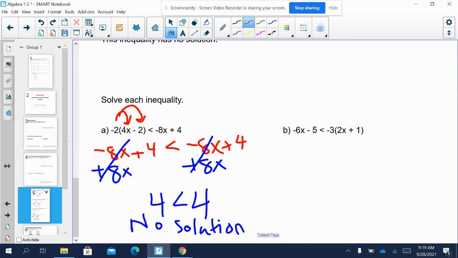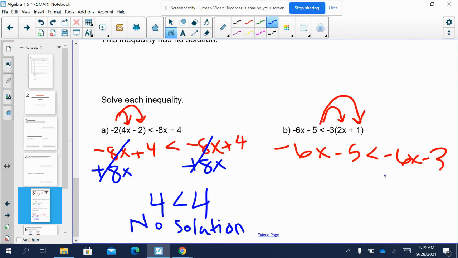All right, over here, we have negative 6x minus 5 is less than negative 3 times 2x is negative 6x. Negative 3 times 1 is minus 3. I'm going to add 6x to both sides to cancel the one on the right out. But again, it cancels the one on the left out as well. And I get a statement saying negative 5 is less than negative 3, which is true. So we wouldn't say in an inequality that it's infinitely many solutions, but we would say all real numbers.